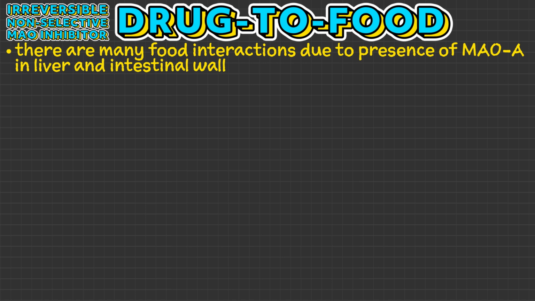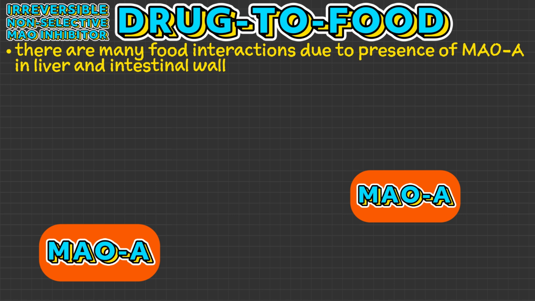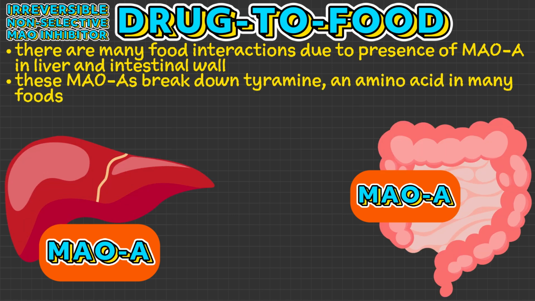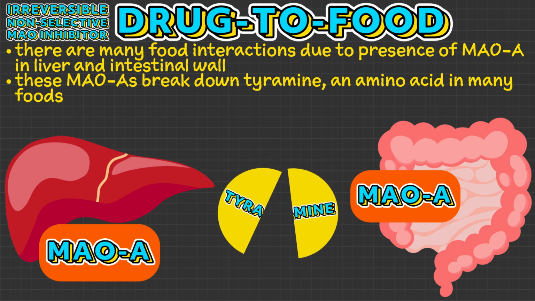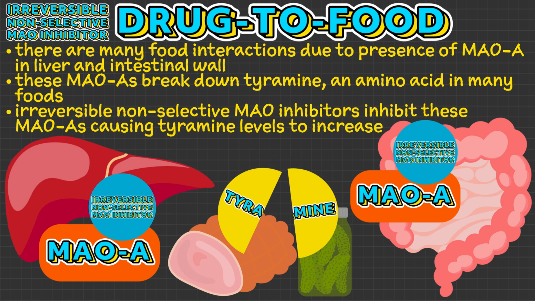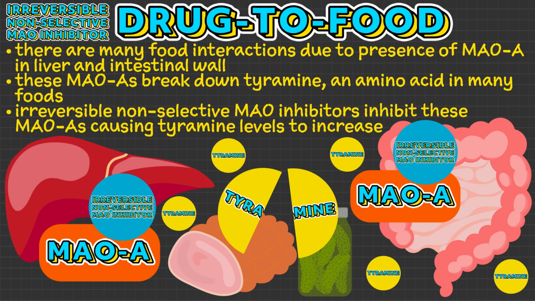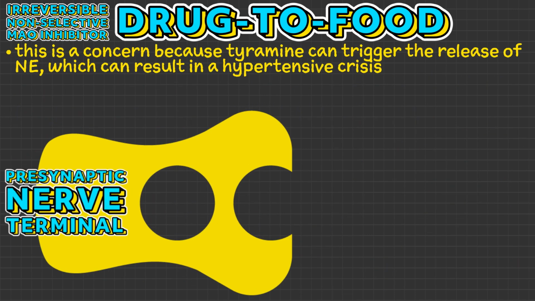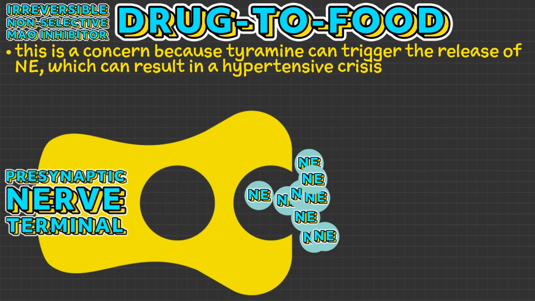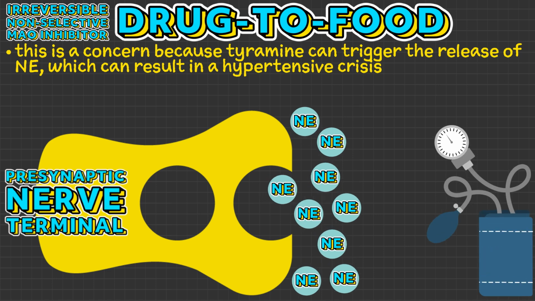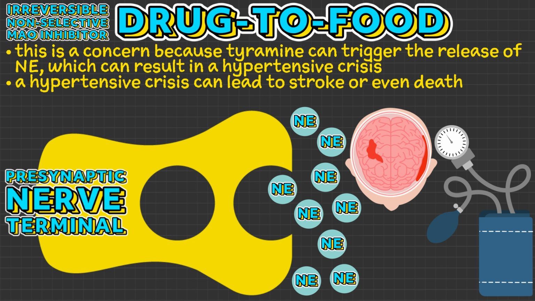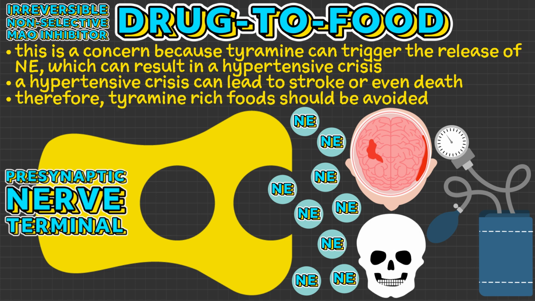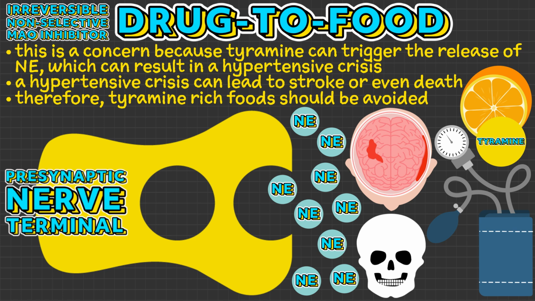Irreversible non-selective MAO inhibitors have many food interactions due to the presence of MAO-A enzymes in the liver and intestinal wall. These MAO enzymes break down tyramine, an amino acid in many foods. However, irreversible non-selective MAO inhibitors inhibit this action, which causes tyramine levels to increase. This is a concern because tyramine can trigger the release of norepinephrine, which can result in a hypertensive crisis, and a hypertensive crisis can lead to stroke or even death. As a result, foods rich in tyramine should be avoided while on an irreversible non-selective MAO inhibitor.